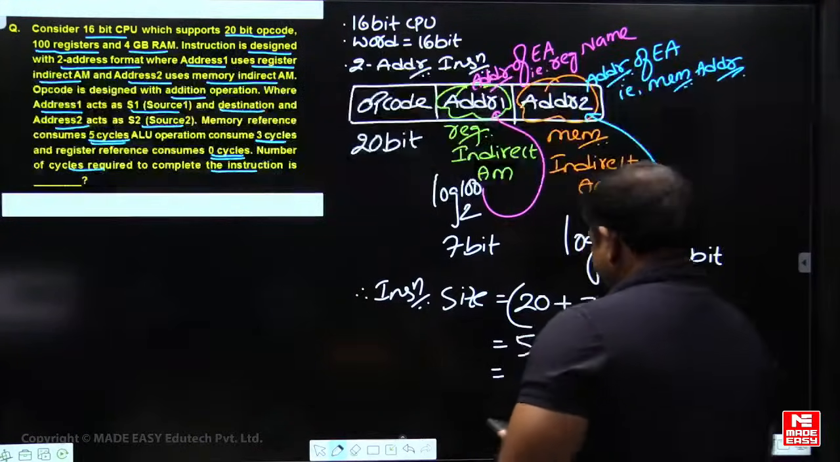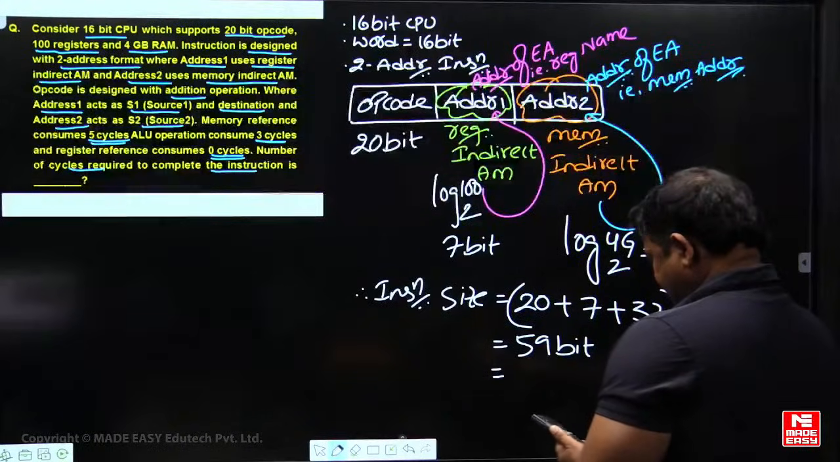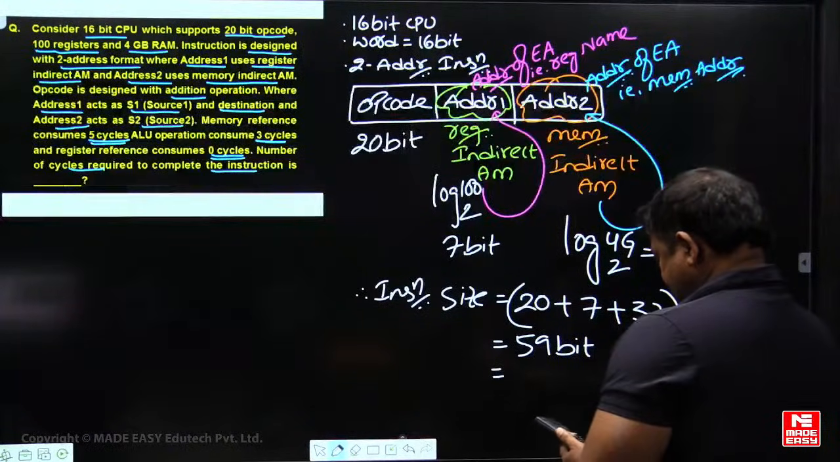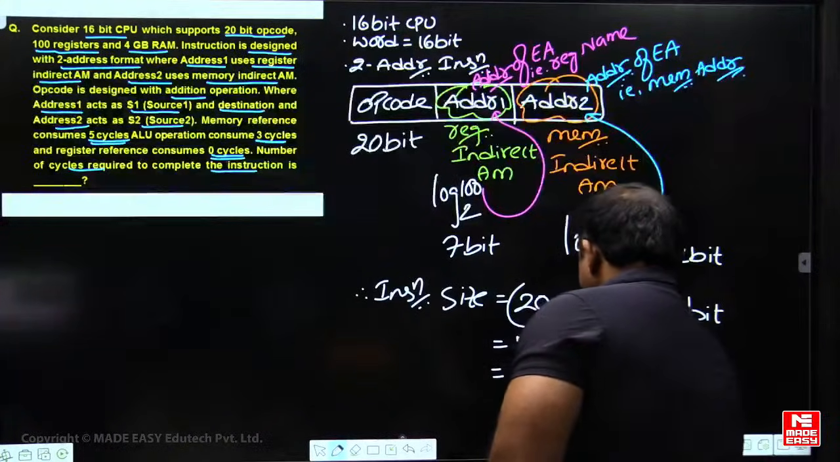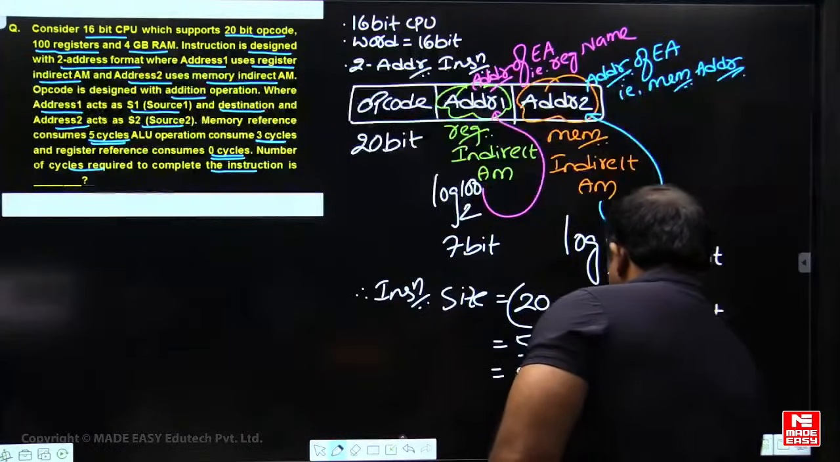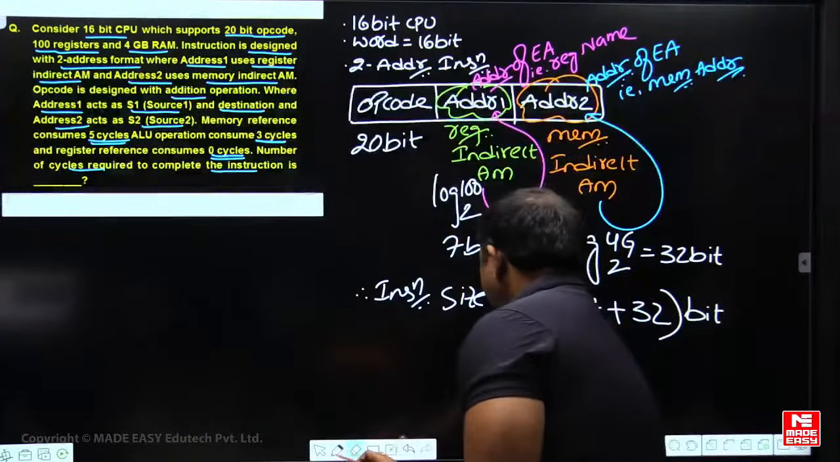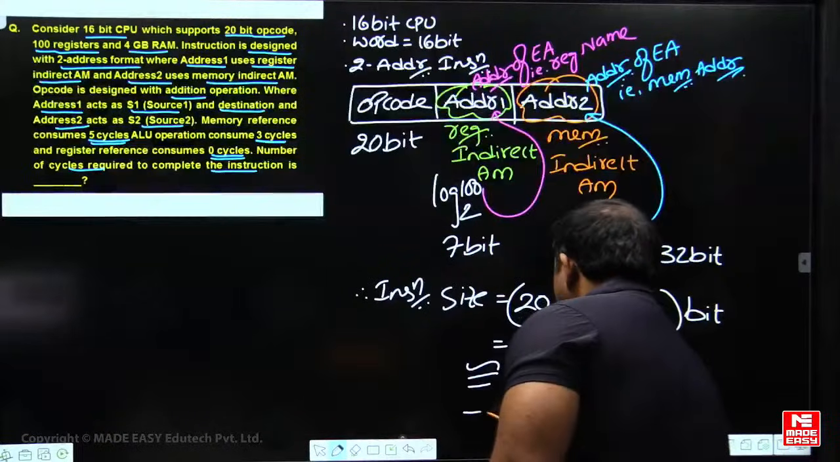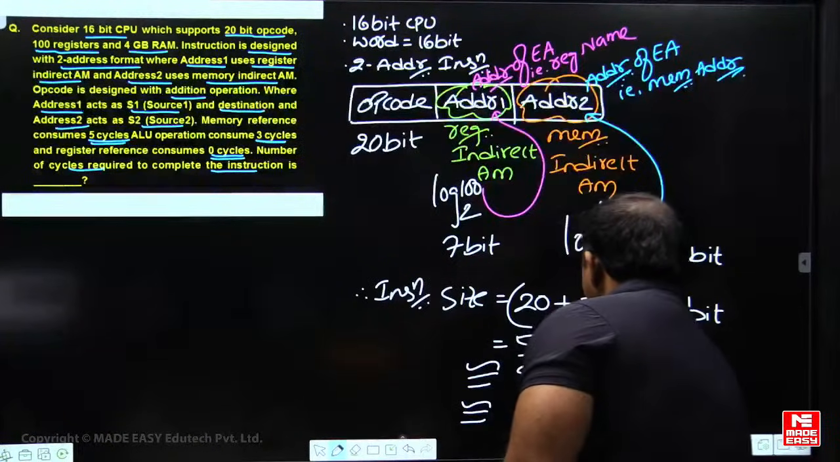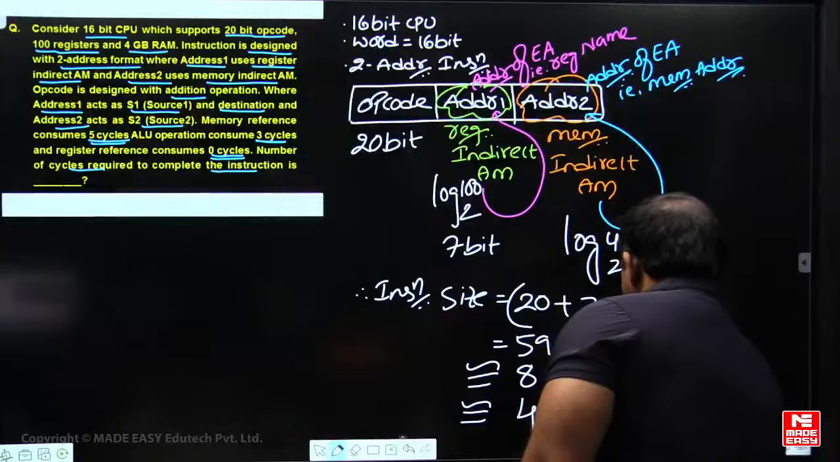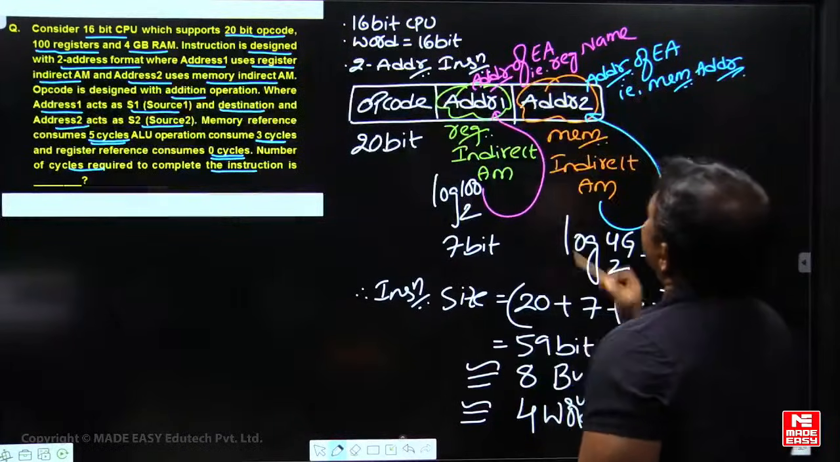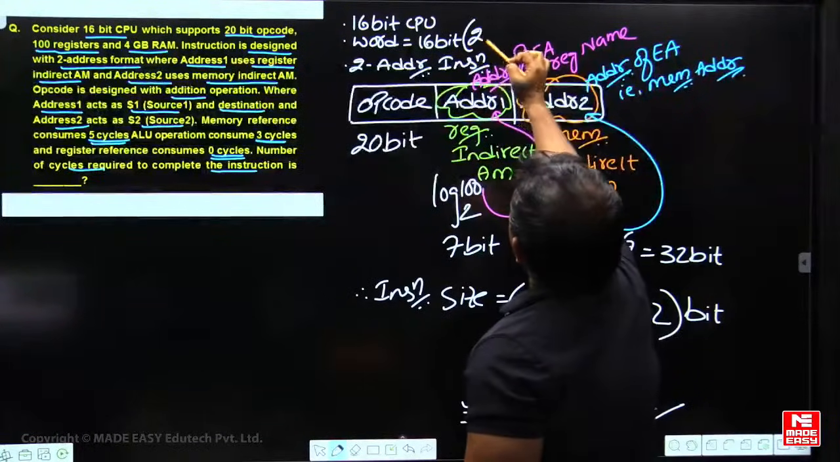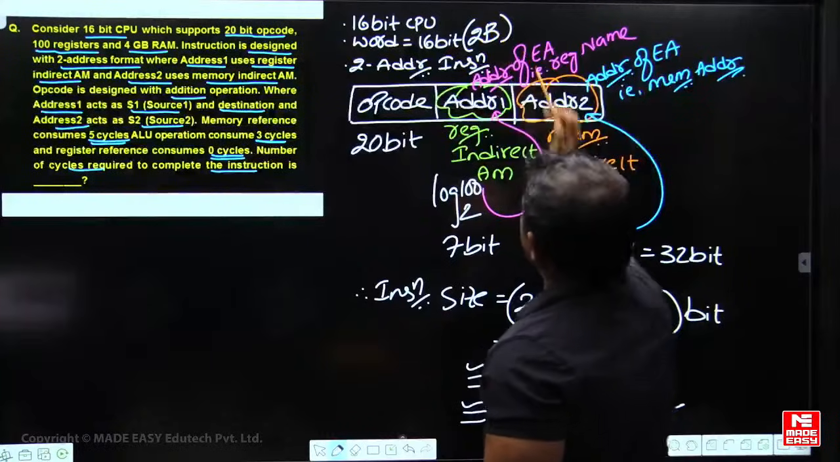Approximately how many bytes? 59 bits is approximately 8 bytes. Approximately 8 bytes is equal to 4 words, because word size is 16 bits, 2 bytes. 2 bytes is 1 word.